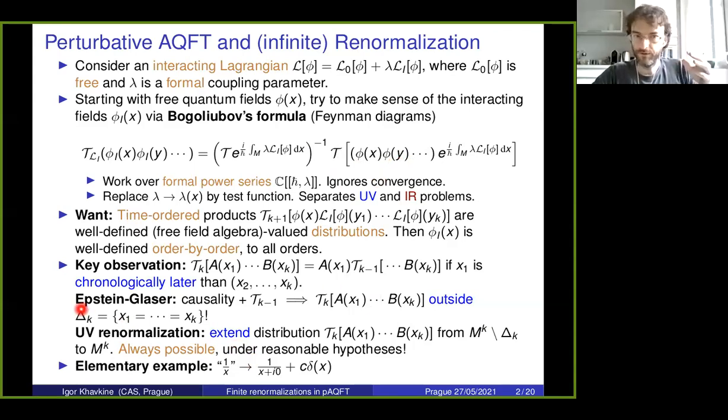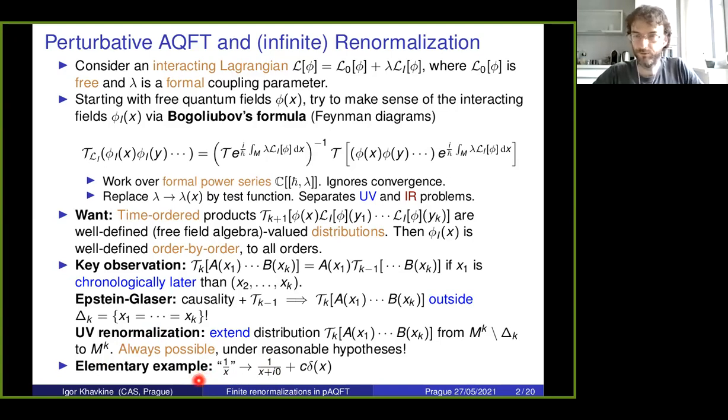So in this Epstein-Glaser approach, renormalization or UV renormalization just comes down to this operation of extending a distribution from multiple copies of your spacetime minus the thin diagonal to the thin diagonal. So now that it's defined on all the tuples of points in this product of spacetimes, and it turns out that this is actually always possible. Always have to qualify. You have to take reasonable examples of quantum field theories, and this is why people come up with these lists of axioms, right? So you come up with a list of axioms, and for any quantum field theory that satisfies these axioms, you can do this extension.